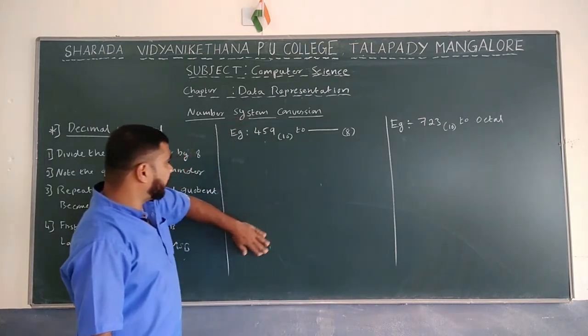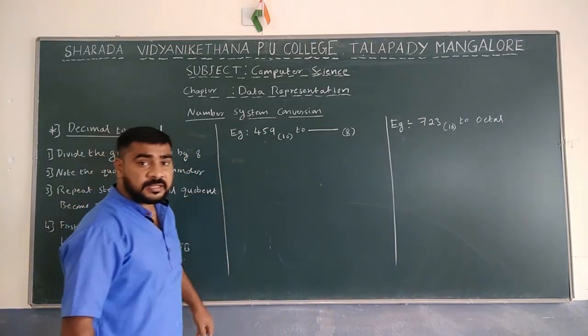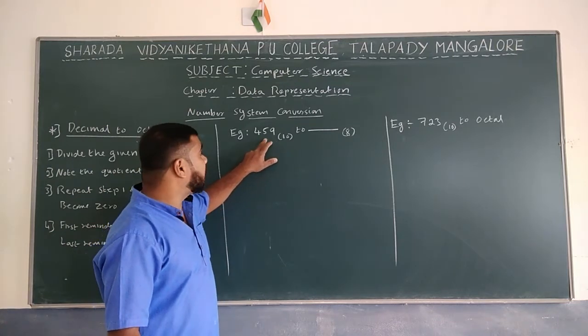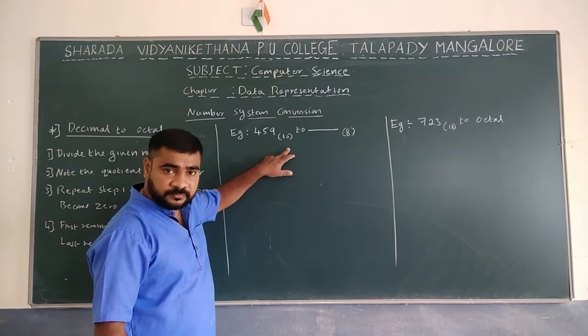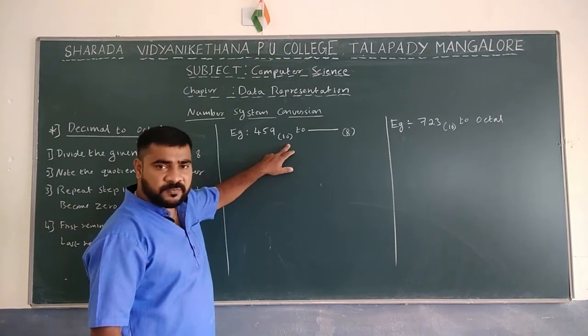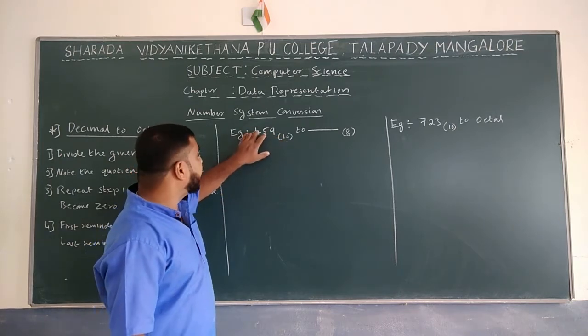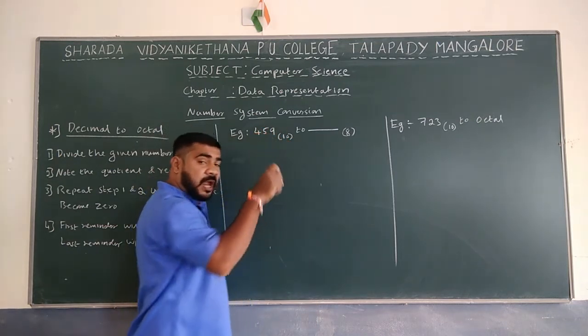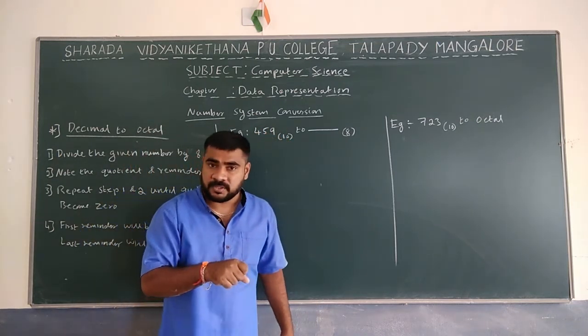We are going to see one example. In this example, the number given is 459 base 10. Whenever base 10 is given, you should understand that it is a decimal number. Based on the base value, you have to understand which number system the number belongs to.